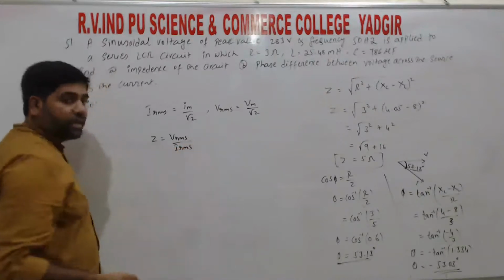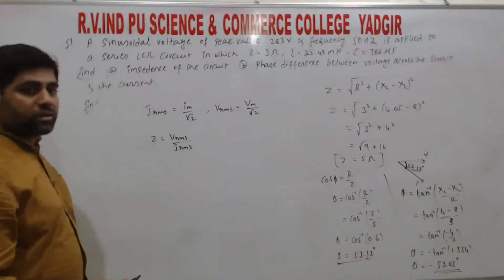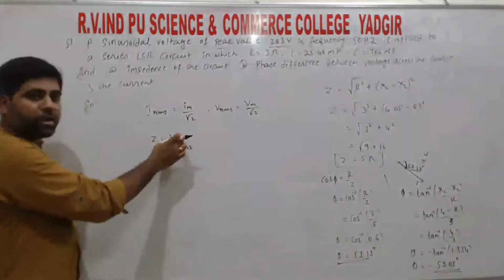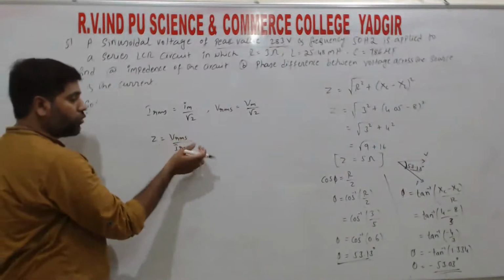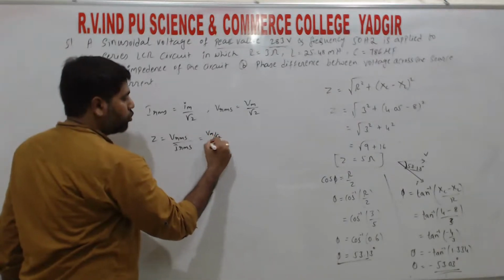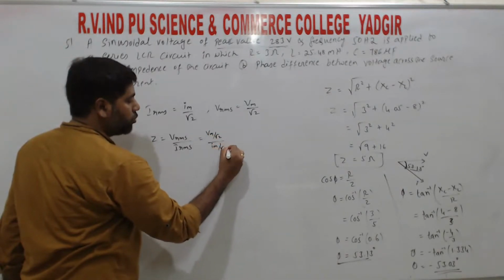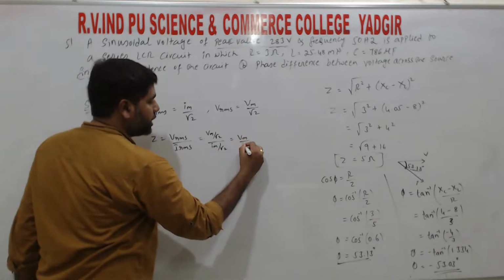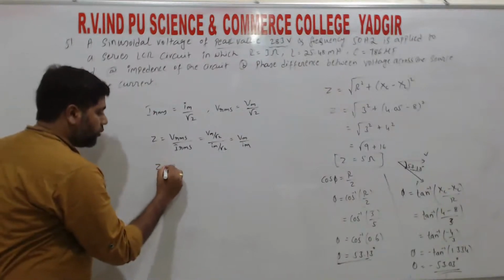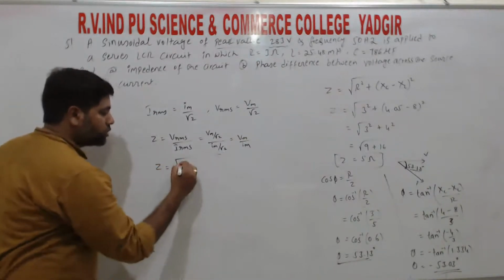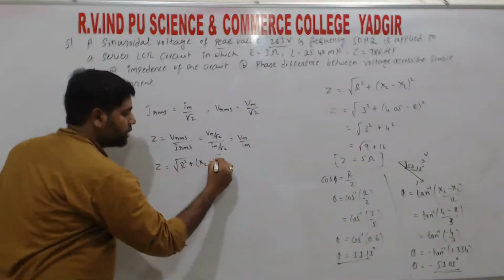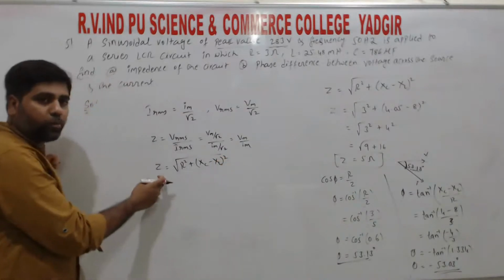If they give the peak voltage, as in this problem where the peak voltage is given, we use the RMS formula converted to peak values: VM by root 2 divided by IM by root 2, so we get VM by IM. Next, the other form of the impedance in a series LCR circuit is under square root of R square plus (XC minus XL) whole square. This is an important formula.